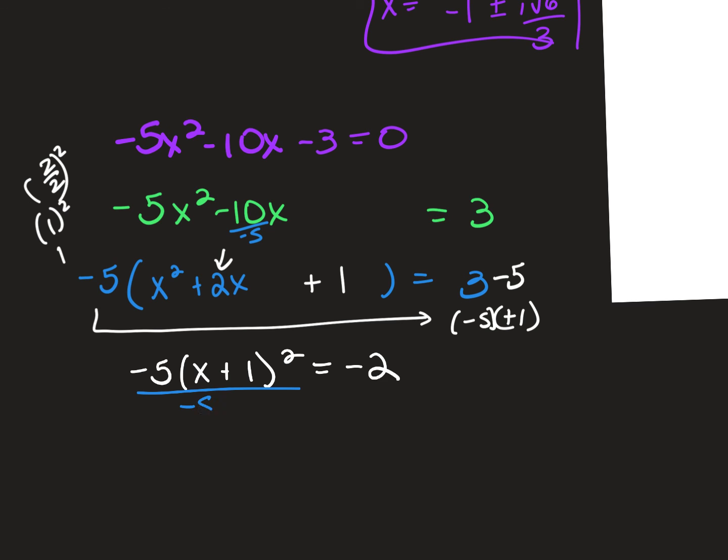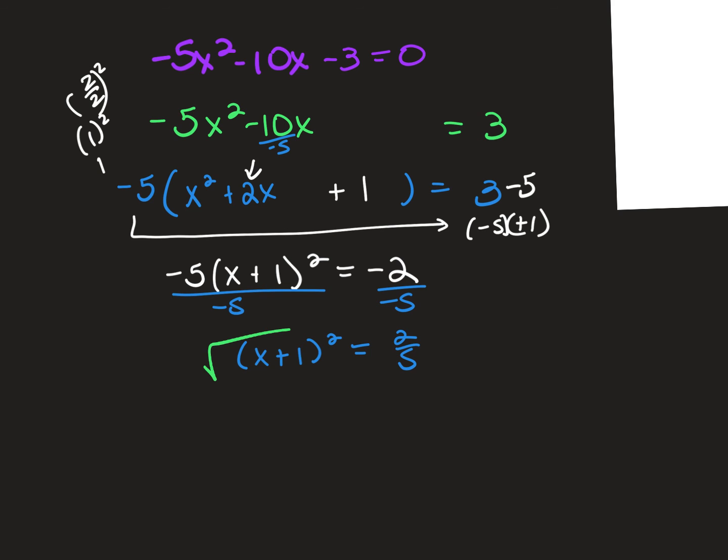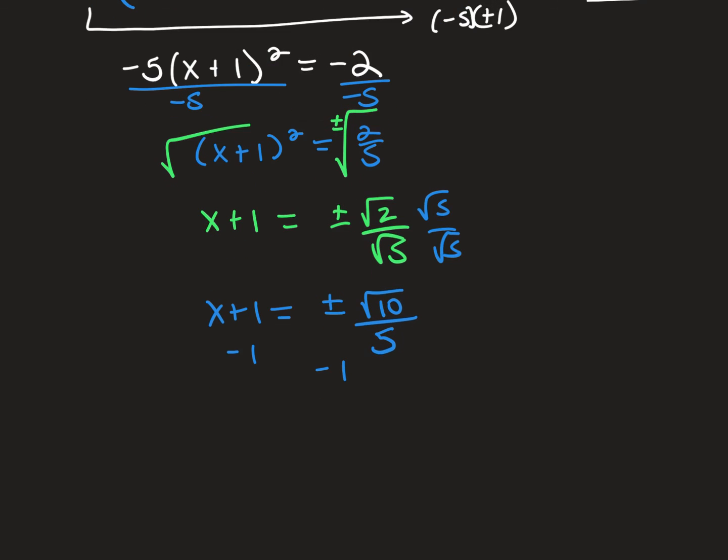Divide both sides by -5. X plus 1 squared equals 2/5. Square root both sides, putting a plus or minus. Rationalize my denominator. And then subtract the 1.